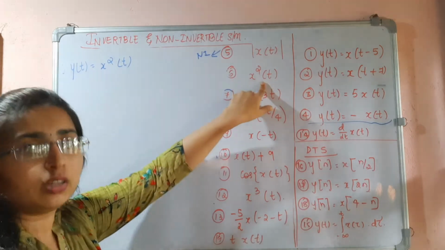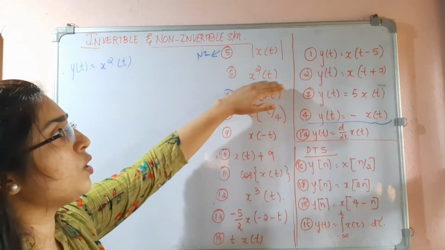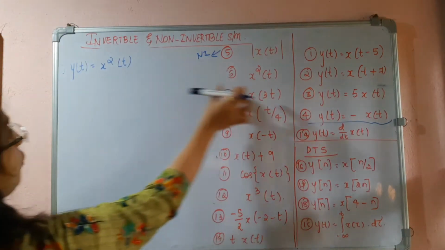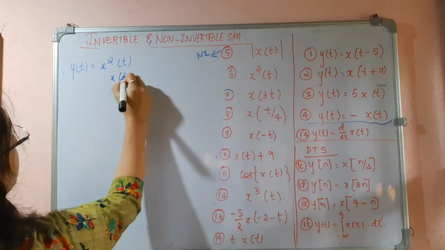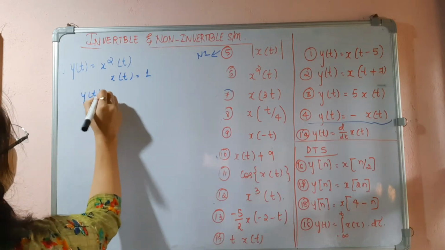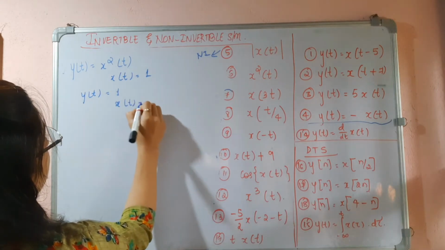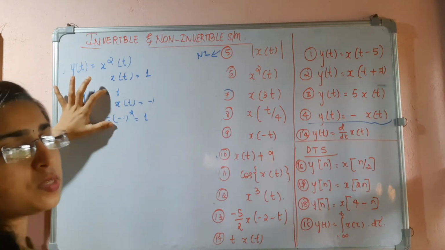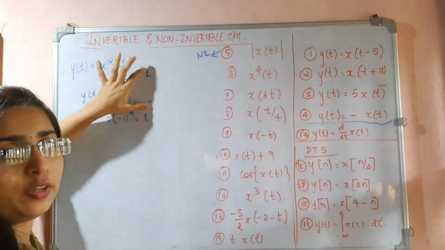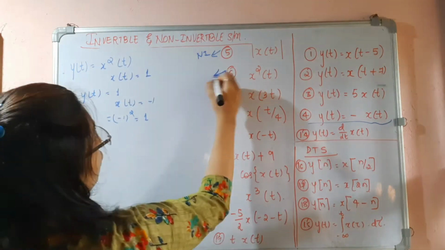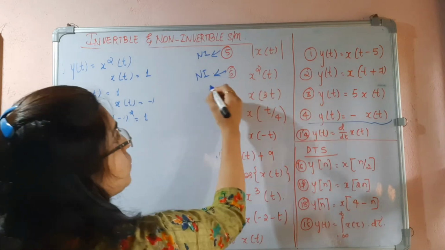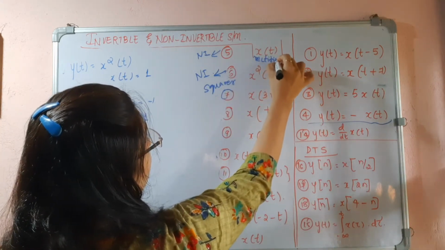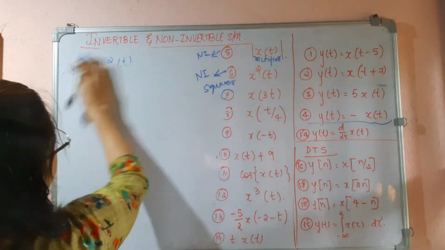This one also is not linear. That's why it also does not come under the linear time invariant system. So x squared of t: let me consider x of t equal to 1, then y of t is equal to 1; x of t equal to minus 1, whole squared, is also equal to 1. Here also it is producing the same output for different inputs. So this is also a non-invertible system. This is nothing but a squarer, right? This is the rectifier output. So these are non-invertible systems.